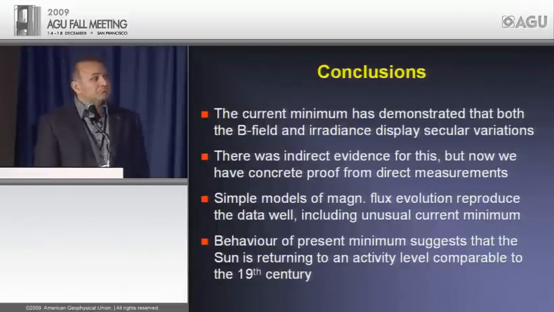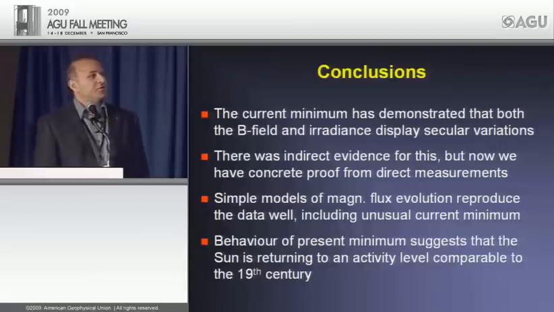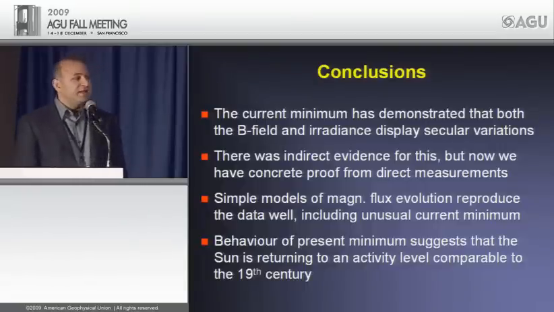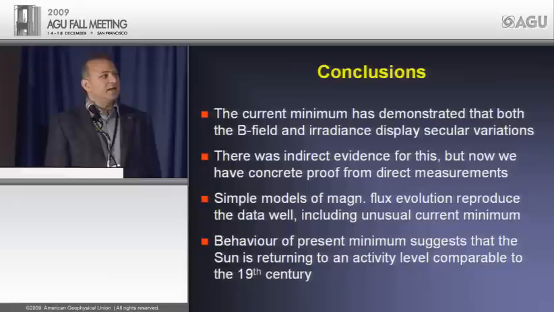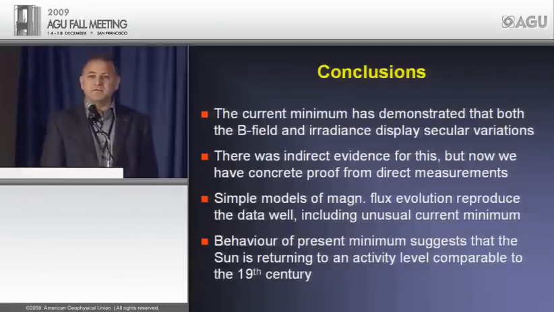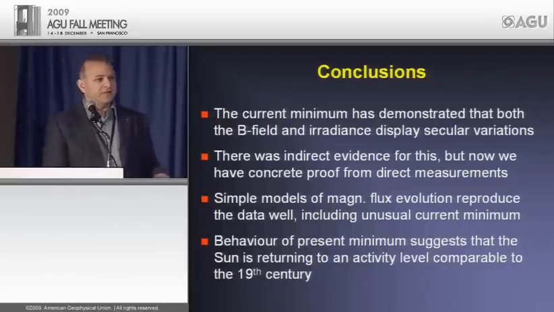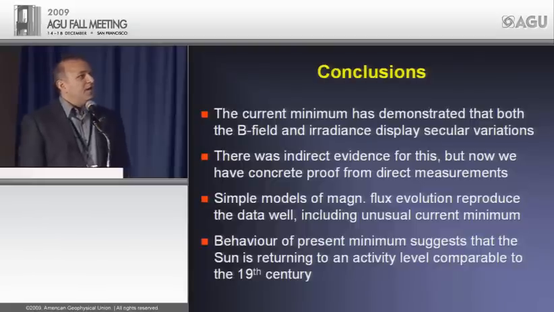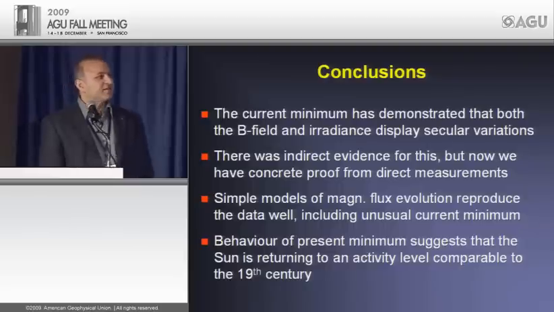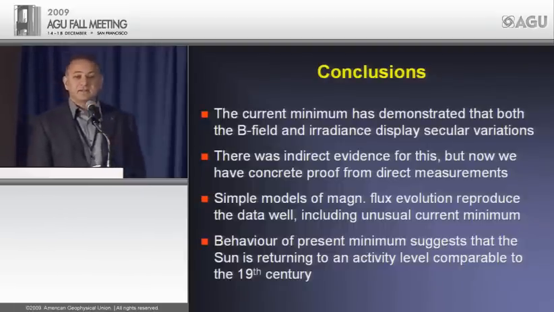What I'm quite happy and relieved about is that even the simple models that we have constructed for the evolution of the magnetic flux reproduce the data relatively well, including this unusual present minimum that we have, although this was nothing that we tweaked the model to do. It came out naturally. And finally, the behavior of the present minimum suggests that the sun is returning to an activity level compared to what we had in the 19th century.